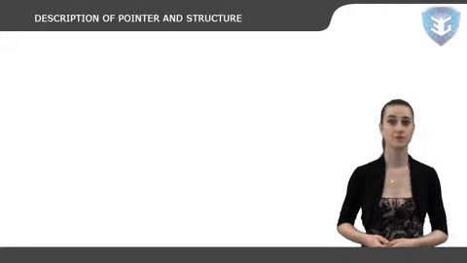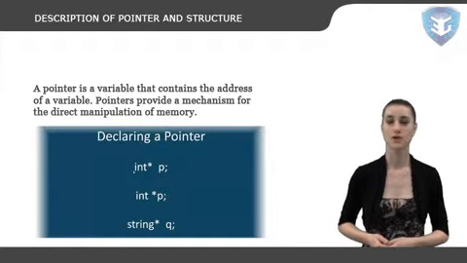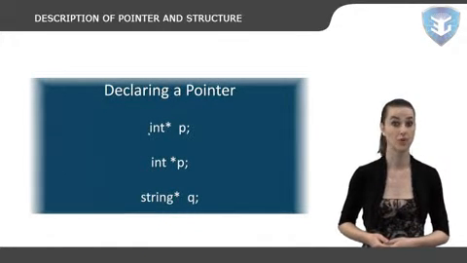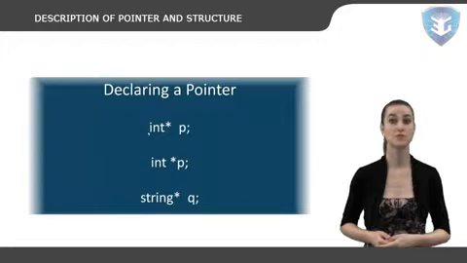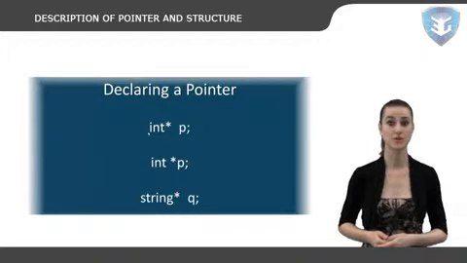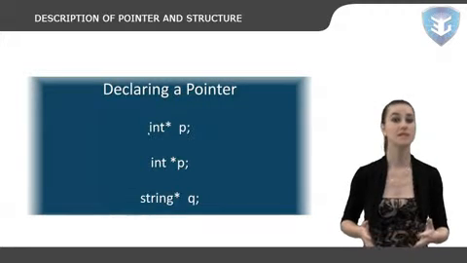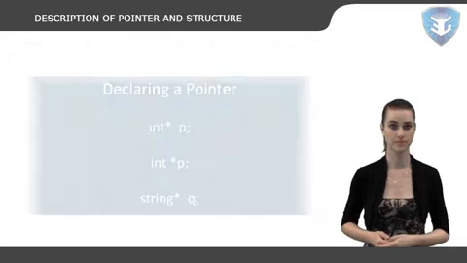Let's start with a brief introduction to pointer and structure. A pointer is a variable that contains the address of a variable. Pointers provide a mechanism for the direct manipulation of memory. They are arguably the most powerful and the most dangerous feature in C programming language. To the novice programmer who has not before encountered address-based computation, pointers can be a difficult concept to grasp. But with a little experience, they can be used to produce concise and efficient code.